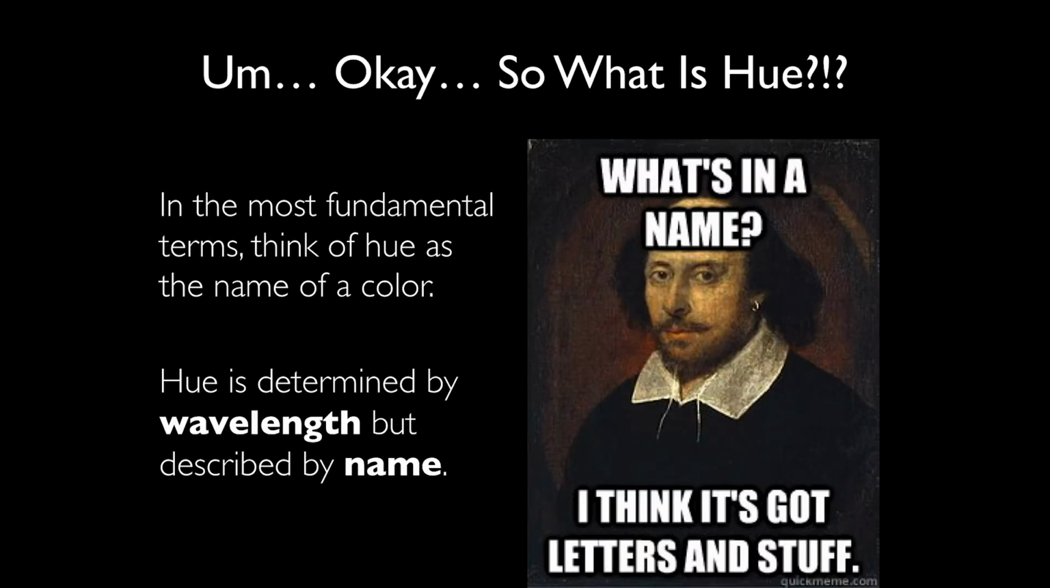All this, like I said, is a lot of science, and you don't necessarily need to remember it for this class, but as artists, you should know a little bit about what color is and why we see it. But when we really get down to it, the thing you most need to know is that we can think of hue not so much in terms of wavelengths and all this fancy stuff, but just as the name of a color. So hue is determined by the wavelength, but it's described by name.